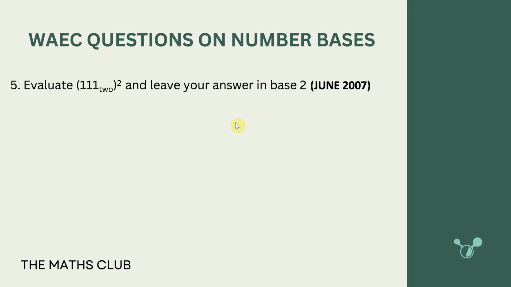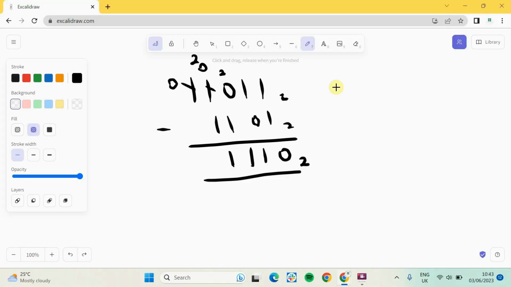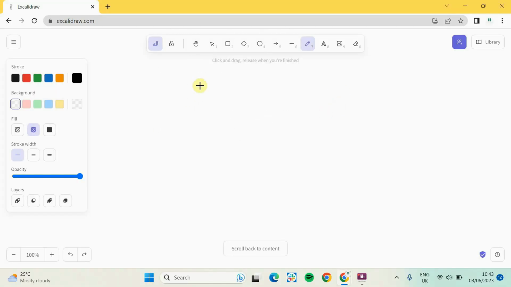This next question is saying that we should evaluate 111 base 2 squared and leave your answer in base 2. So that's just saying 111 times 111, and it's taken from June 2007. So let's solve. 111 in base 2 multiplied by 111 in base 2.